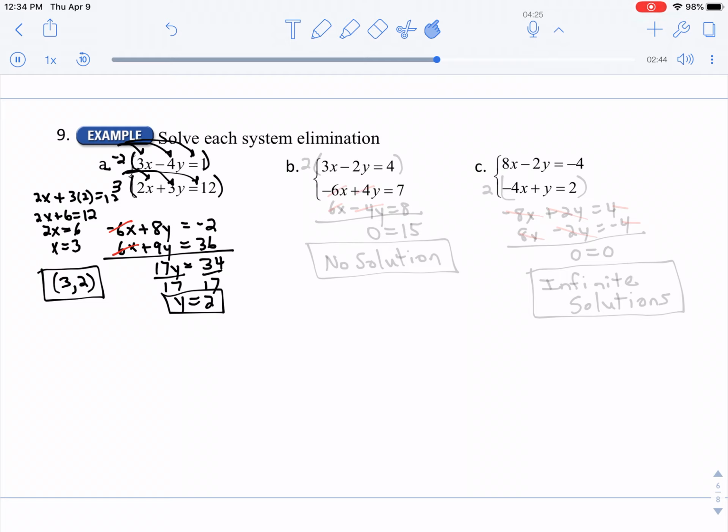For this one, I don't have to multiply both equations. All I have to do is multiply that top one times 2. So when I distribute that, I get 6x minus 4y equals 8. When I add those together, I get, well, negative 6x and a positive 6x is 0. A positive 4y and a negative 4y is also 0. So I get 0 equals 15. When does 0 equal 15? It never equals 15, so the answer is no solution.